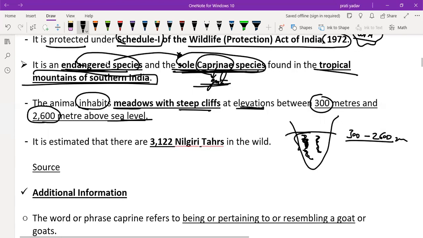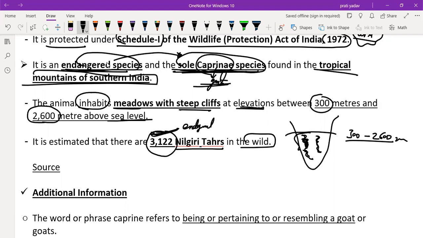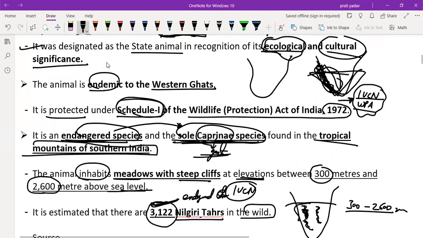It is estimated that there are 3,122 Nilgiri Thar in the world. So in the world, only this many Nilgiri Thar are left. It is a big concern for environmentalists, biodiversity people, and scientists also, because this population is very small. That's why it is categorized as endangered in the IUCN list. And remember, it is in Schedule 1 of the Wildlife Protection Act. That means the most protection is given to the Nilgiri Thar.